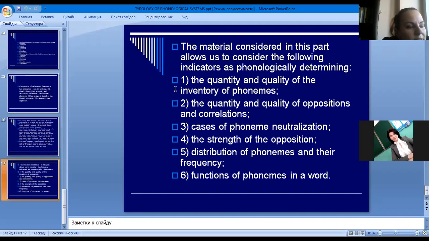All these indicators will make it possible to draw a conclusion about the typological nature of the language in terms of its phonological organization. This confirms the opinion of Trubetzkoy, who believes that for determining the typology of a phonological system, the most important is the system of phonemes, including differential features and the ratio of subsystems, such as vowels, consonants, and so on, the frequency characteristics of phonemes, and their functional load.